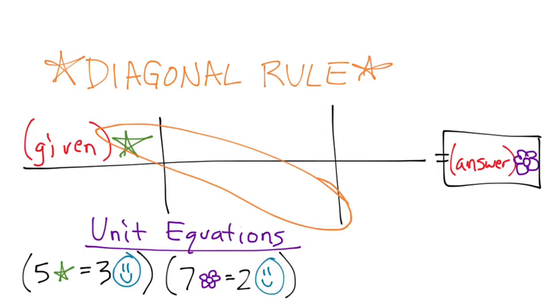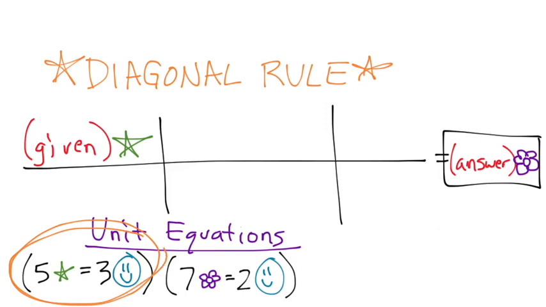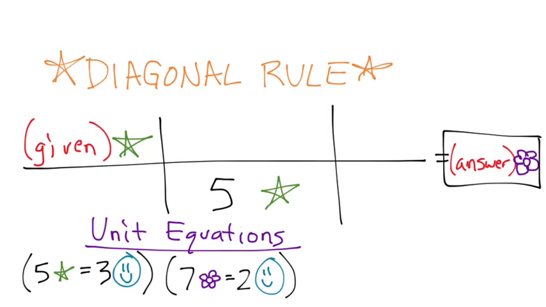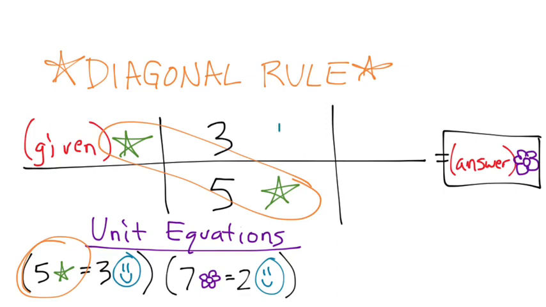What we're really doing is canceling out those green star units in order to get closer to the purple flower units that we want. So the first equation I'm going to use is the one that has green stars in it, and I'm going to make sure to put it so that those 5 green stars can go on the bottom to follow that diagonal rule. And since I'm choosing to put that half of my equation on the bottom, that means that my 3 blue smiley faces is going to fill out the top.